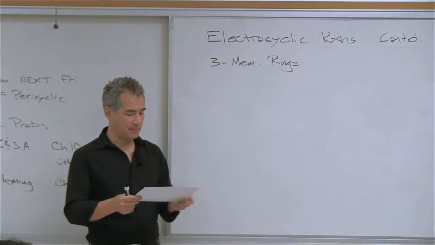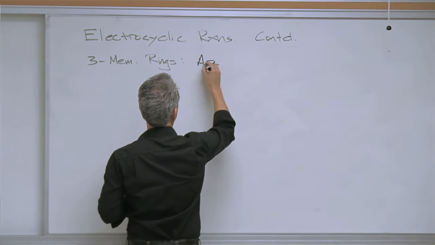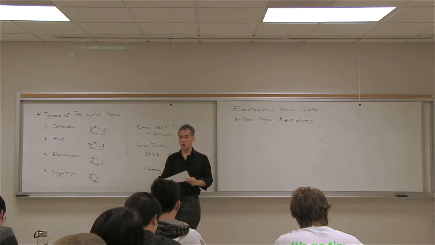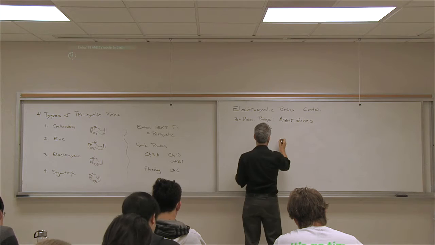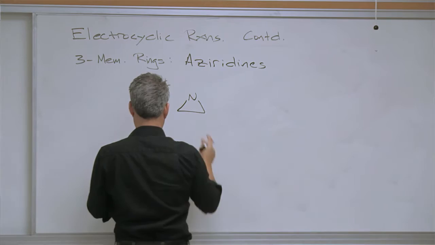So let's keep talking about electrocyclic reactions. And we'll talk about three-membered rings. In particular, we're going to talk about aziridines. Three-membered rings containing nitrogen, because there's a lone pair on the nitrogen atom that can participate. So I'll try to draw a structure of aziridine, and I'll give it two choices going left and right here. So here's just a basic aziridine structure.